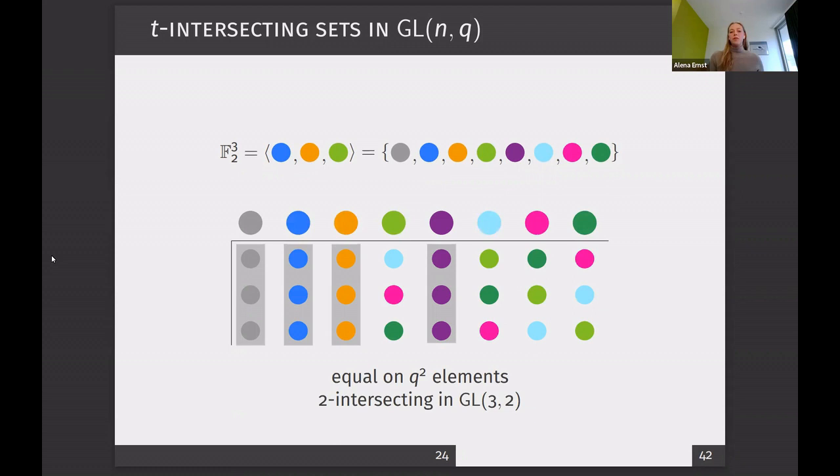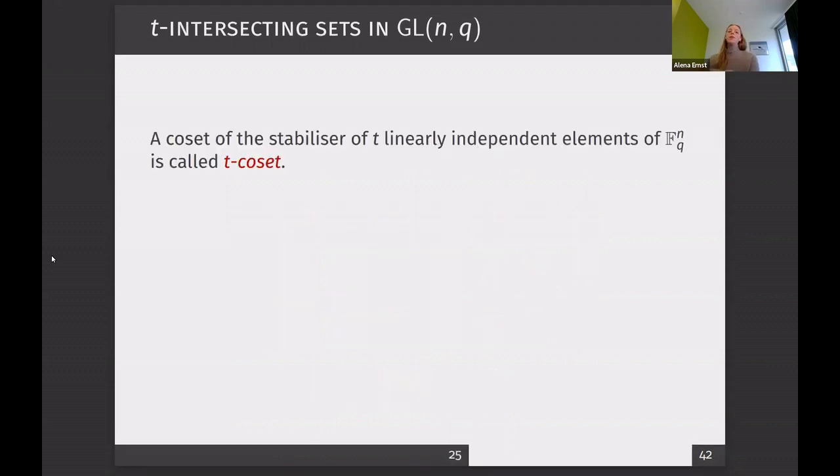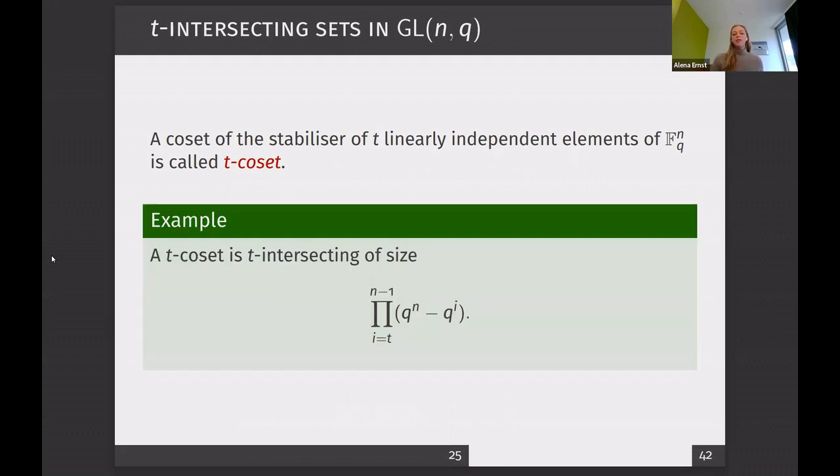So in general, a subset of the finite general linear group is t-intersecting if, taking any 2 matrices of the subset, we find q to the power of t elements on which they're equal. And this example that you see here is again a special one, because it is a subset of the stabilizer of two linearly independent elements. Okay. And again, I will call any coset of the stabilizer of two linearly independent elements a t-coset. And they give us our trivial example here. So any t-coset is a t-intersecting set, and its size is given by the product that you see here.